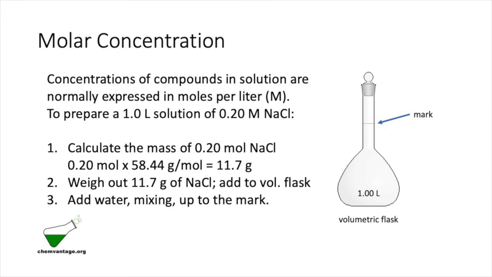The number of molecules is proportional to the number of moles, and the proportionality constant is Avogadro's number. So solution concentrations are normally expressed in units of moles per liter, or molar, which is denoted by a capital M. To make a 1 liter solution of sodium chloride at a concentration of 0.2 molar, we just have to add 0.2 moles of sodium chloride to enough water to make a 1 liter solution.